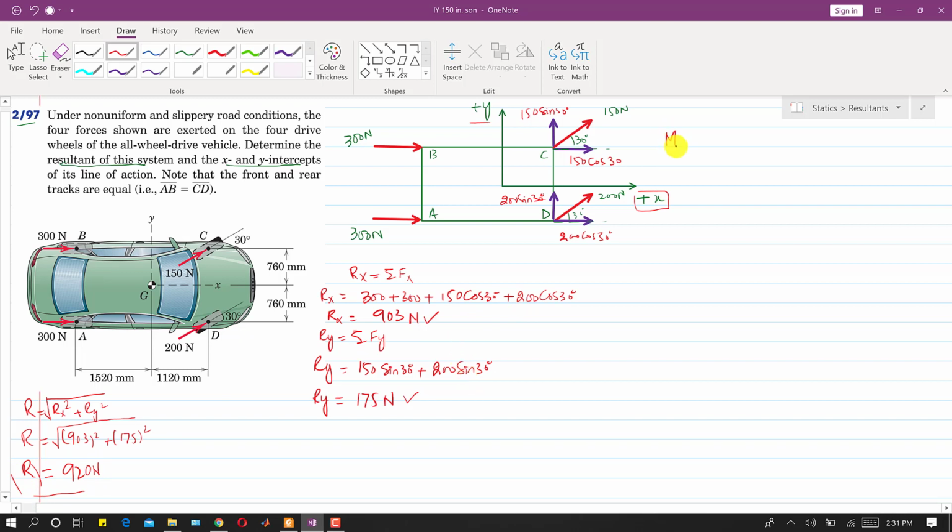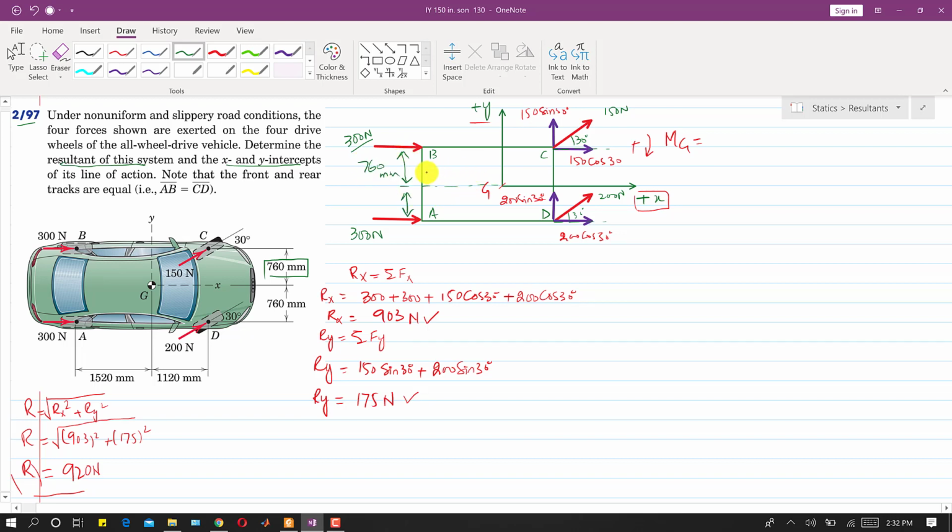Now we will find the moment about G. This is the G point, the center of gravity, or center of mass, of this car. We will find the moment about G, and let's assume that the clockwise moment is positive. This 300 Newton force is producing clockwise moment about G, and the perpendicular distance of this 300 Newton force is this 760 mm.